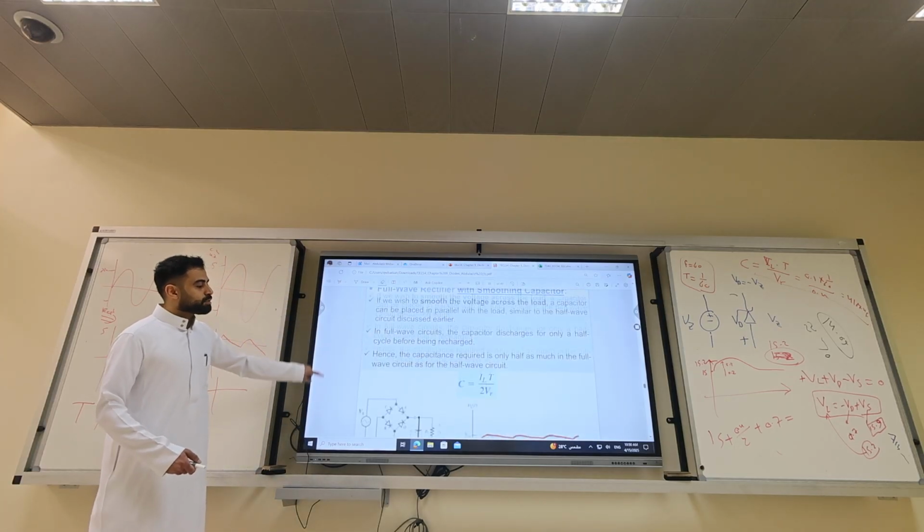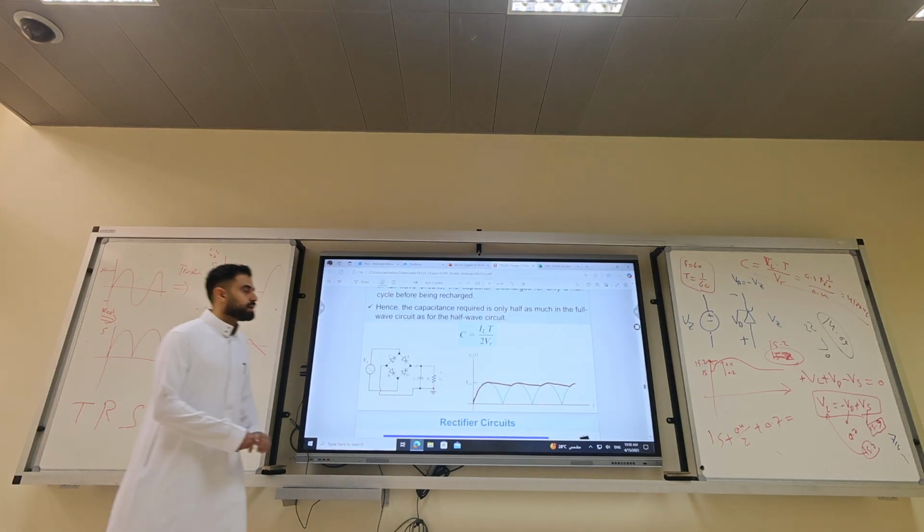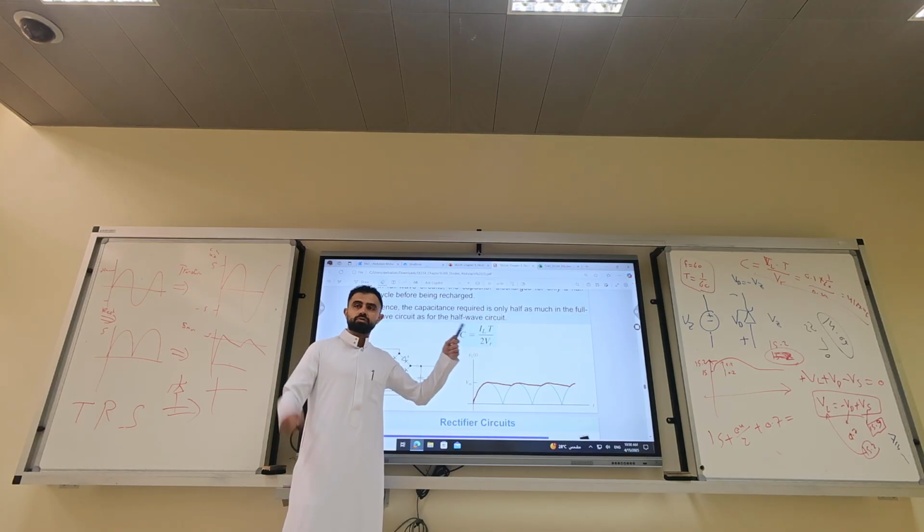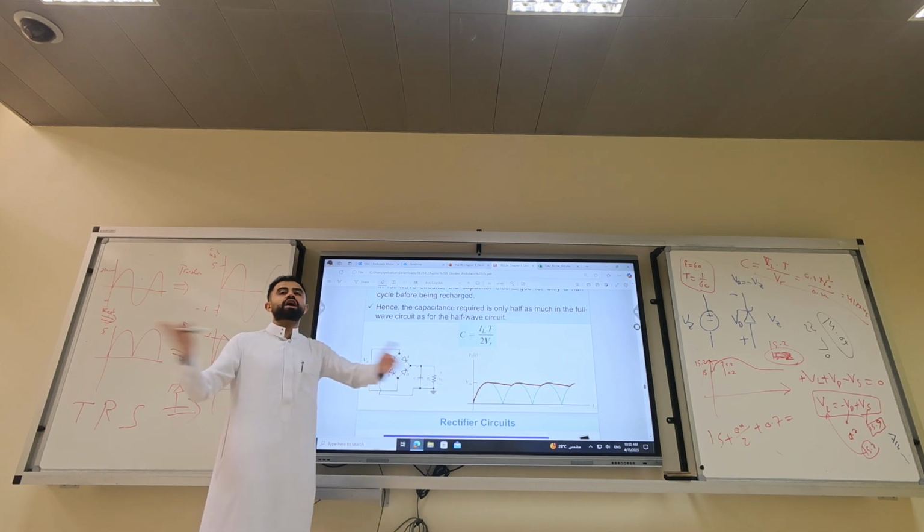What is the benefit in the equation of the capacitor here? The capacitor will be divided by half. Why? Because we are using both the positive and the negative side, so no need to charge more.